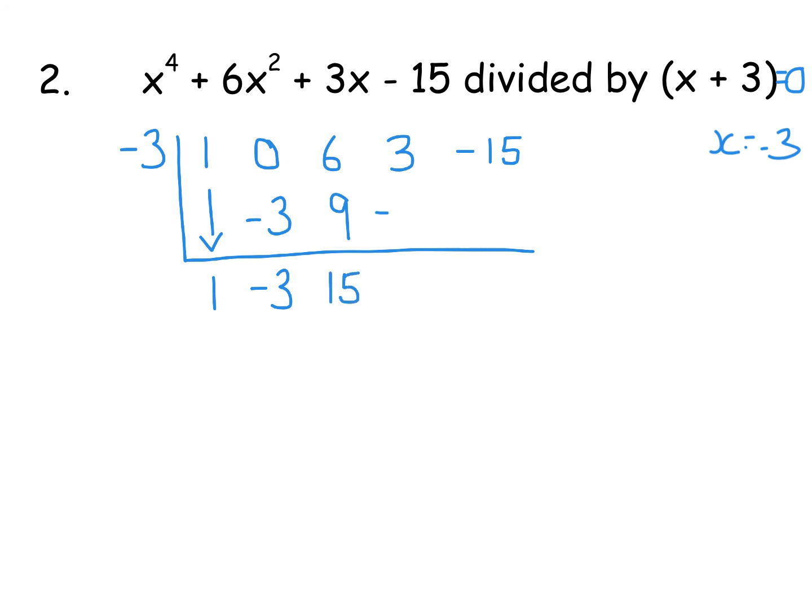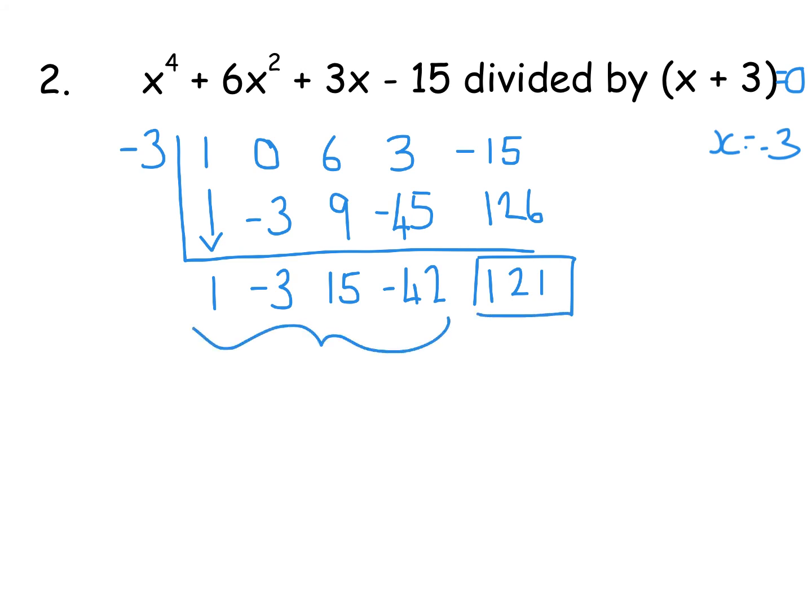Times it by minus 3, add it to 3, times by minus 3 would be positive 126, and then add them together gives you 121. So always put a box around your last number because that's your remainder. So this time, this is our quotient, and this is our remainder.